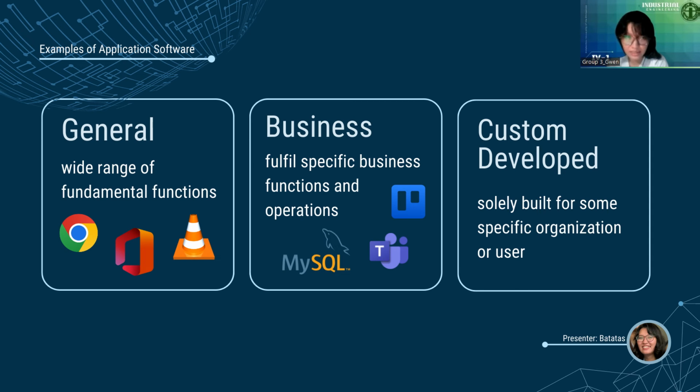Okay, next we have the application software for businesses. So they fulfill specific business functions and operations. These applications are presumed to improve the accuracy and efficiency of operations along with boosting the productivity and profitability of a business. Some of the application software commonly used by businesses are project management applications, database applications like MySQL, and productivity software like Microsoft Teams.